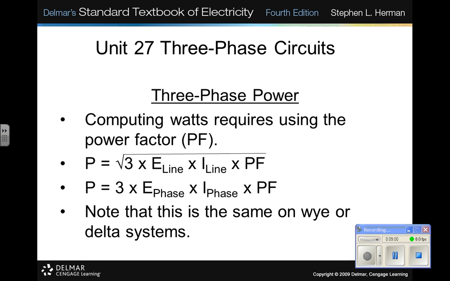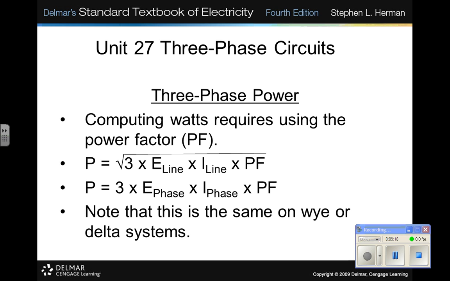Okay, so three-phase power, you can figure out the apparent power and the true power, right? What's the difference between apparent power and true power anytime? You take the apparent power and multiply it times the power factor, and you get your true power, right?